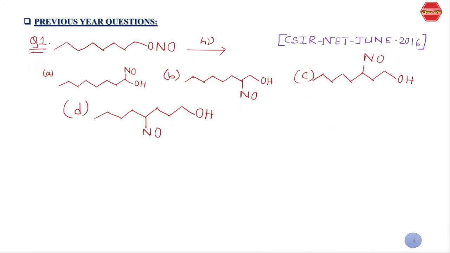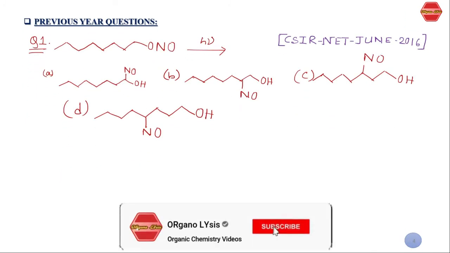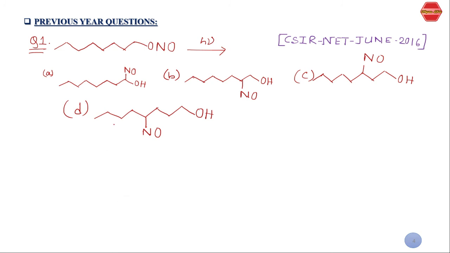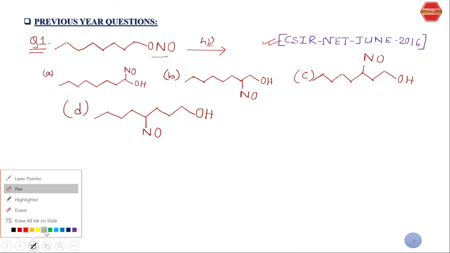Now let's see some previous year questions that are very important for this Barton nitrite ester reaction, and that you can easily predict. See, this question came in CSIR NET June 2016. Now there is a nitrite ester given and h nu is also given, and we have to predict what will be the major product of this reaction.